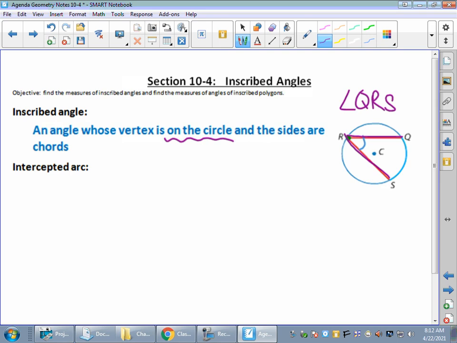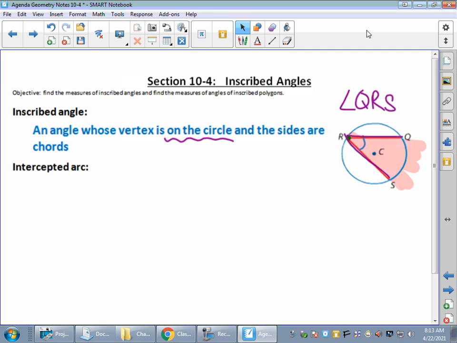Remember, a central angle has the vertex on the center. An inscribed angle has the vertex on the circle, and we've got chords making up those sides. If I were to highlight this, R is the vertex, and I follow those chords out and shade everything within there. That is the angle I'm talking about.